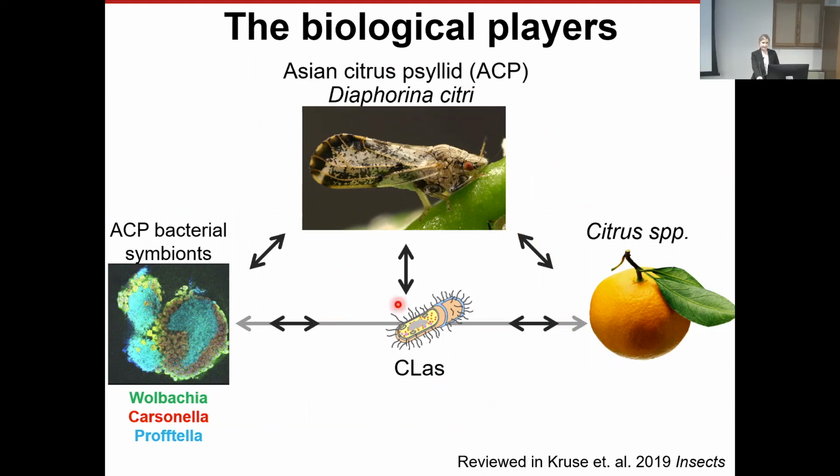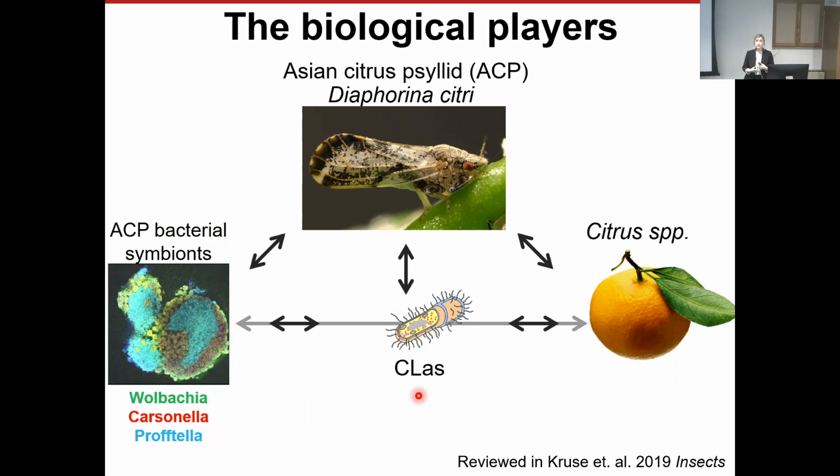And interestingly, CLas does not exist in a vacuum when it's inside the insect's body. It actually has to interact with the microbiota of the insect. And the main bacterial symbionts of the insect are Wolbachia, Carsonella, and Profftella. These are housed in a specialized organ shown here that's called the bacteriome. But as I'll show you in this talk, some of these bacteria are also found in other organs of the insect.